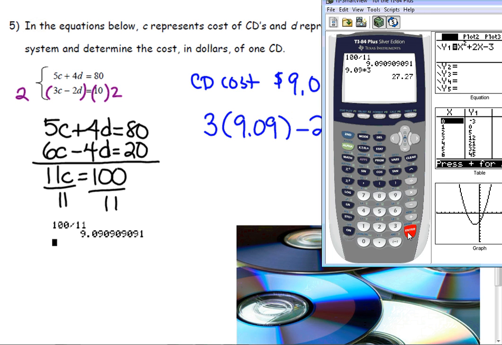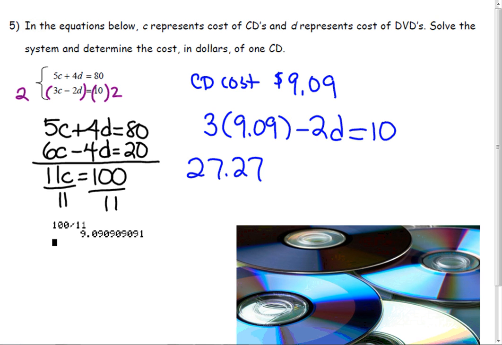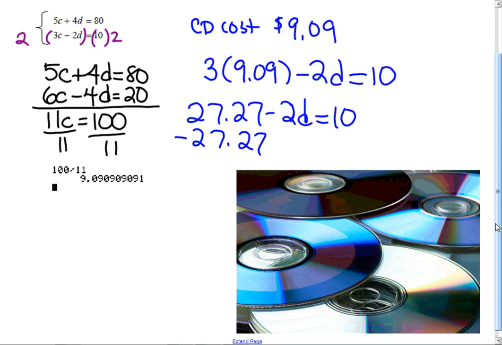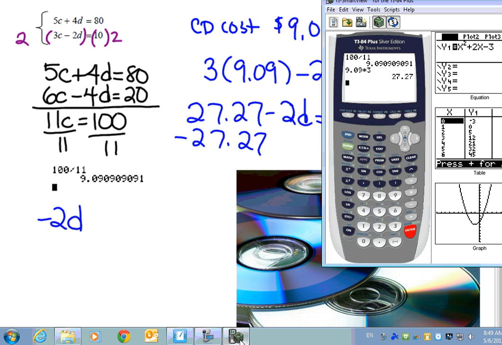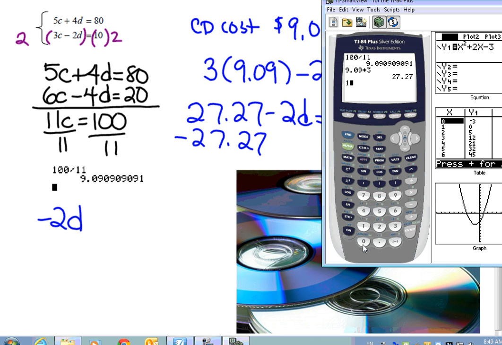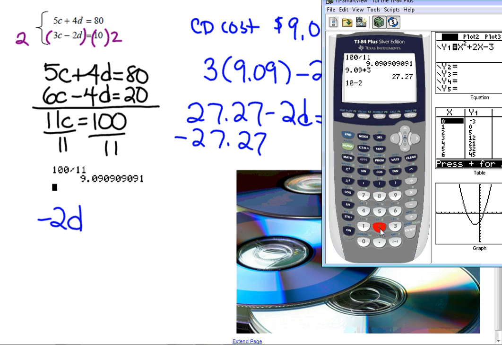27.27 minus 2D, whoops, that's a D, equals 10. Now what do you do? Take away 27. Yeah, aren't these the kind of numbers you're really going to deal with? And minus 27.27. So I'm going to get minus 2D. Now, I don't really know what 10 minus 27.27 is, so I'm going to use my calculator. Nothing wrong with that. Rather see you do that and get it right. 10 take away 27.27.